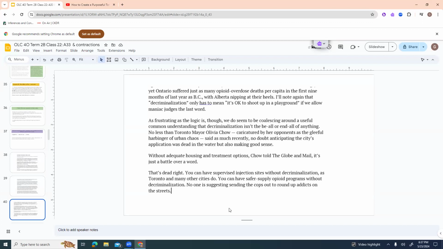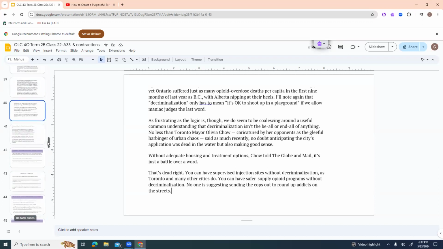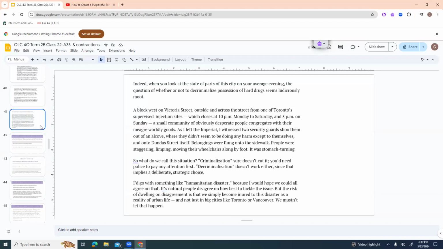And that's dead right. You can have supervised injection sites without decriminalization, as Toronto and many other cities do. You can have safer supply opioid programs without decriminalization. No one is suggesting sending the cops out to round up the addicts in the street. Indeed, when you look at the states of parts of this city, which is Toronto, by the way, on your average evening, the question of whether or not to decriminalize possession of hard drugs seems ludicrously moot.